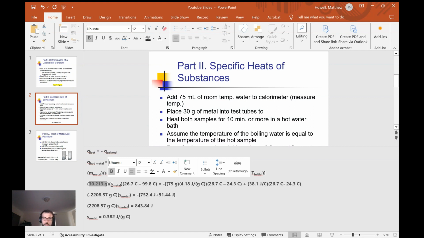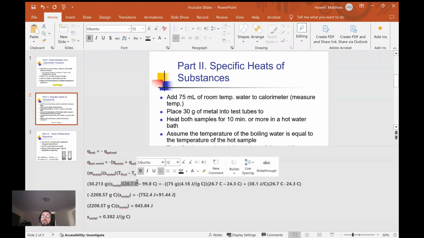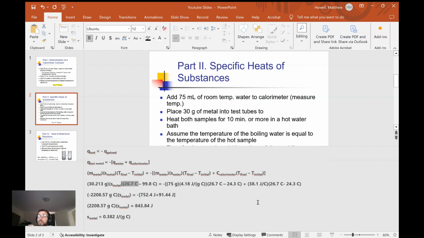We don't know specific heat of the metal. That's what we're solving for. I said that 26.7 degrees Celsius is the temperature at which everything came to thermal equilibrium. The metal started out at 99.8 degrees Celsius. The cold water started out at 24.3 degrees Celsius, and the solution, or I already said the 26.7 bit.